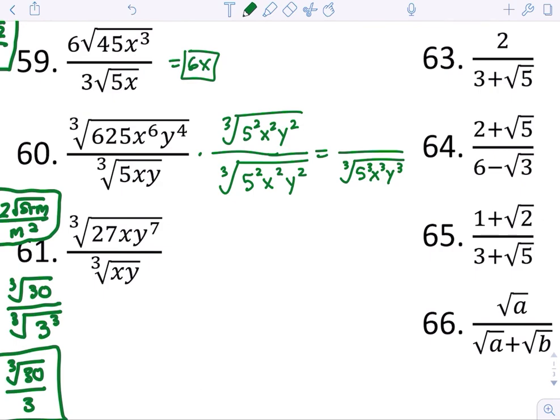And on the top, we are going to get a very big number. So cube root of 25 times 625, you guys. That's gonna be, yikes, 15,625. X squared times x to the 6th is x to the 8th, and y squared times y to the 4th is y to the 6th.